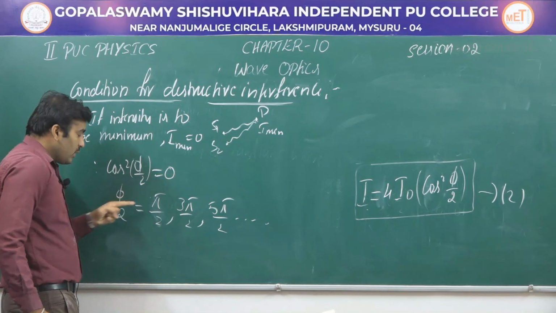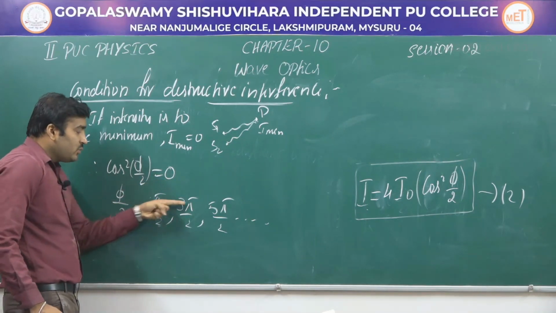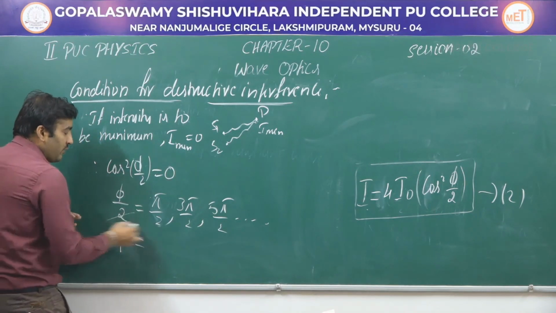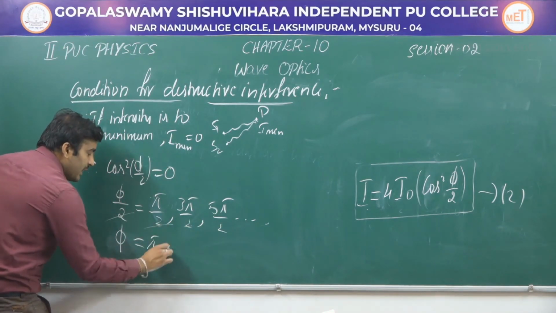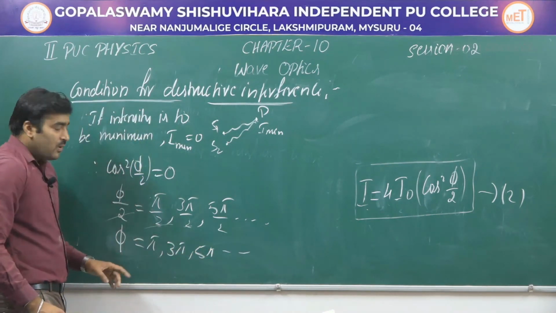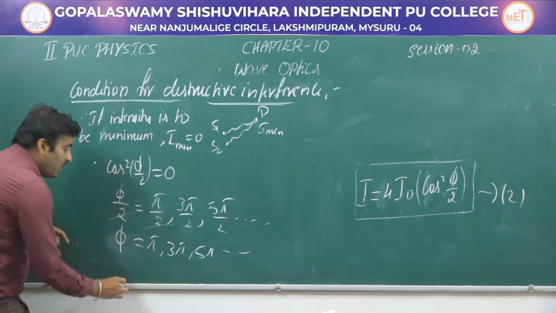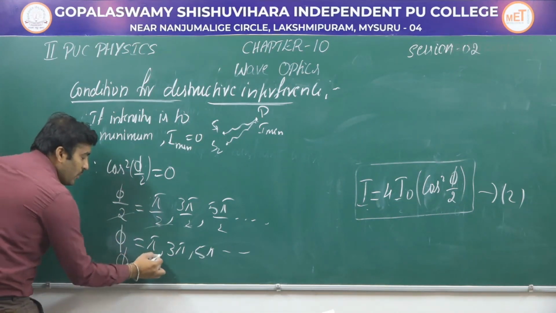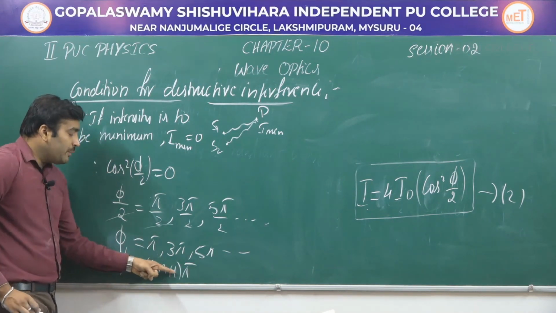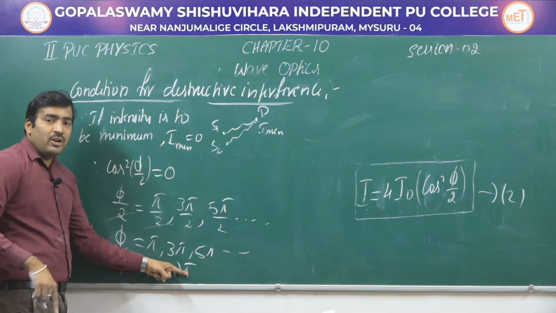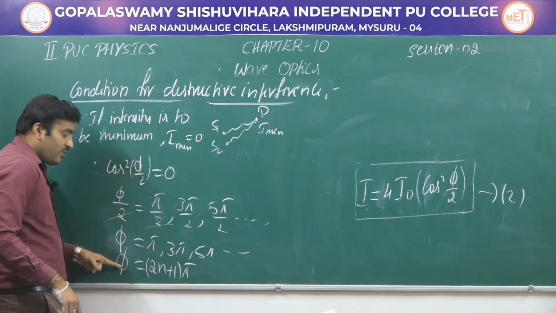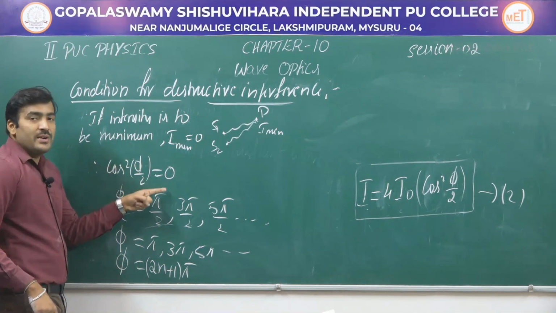Now, to get this as 0, the value of phi by 2 should be pi by 2, 3 pi by 2, 5 pi by 2 likewise. Or, if I cancel 2 on either side, the value of phi should be pi, 3 pi, 5 pi, etc. In general, phi is equal to (2n plus 1) into pi. Okay, odd multiples of pi. In the previous case, we got even multiples of pi. Now we get odd multiples of pi as the phase difference to get the intensity to be 0.